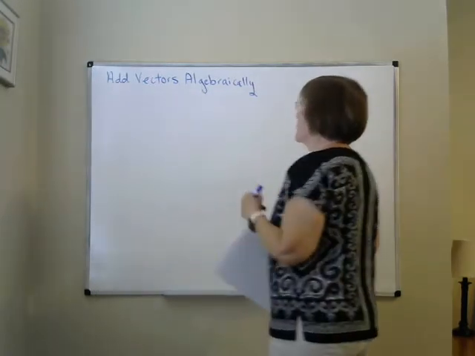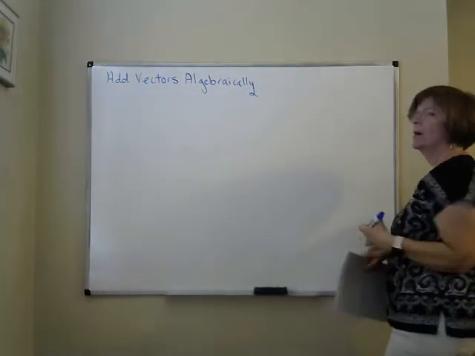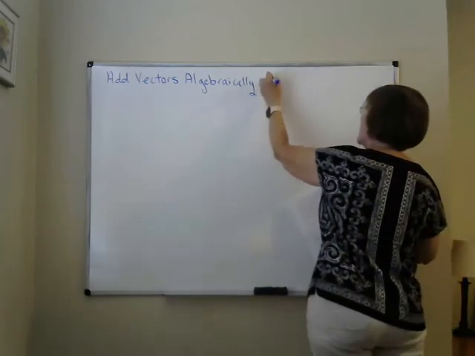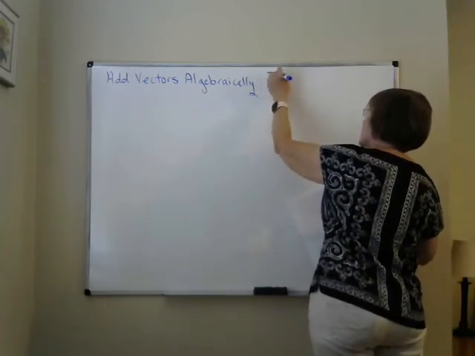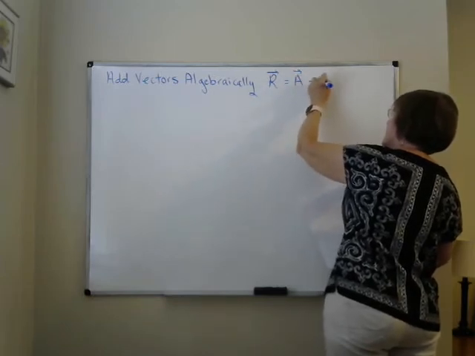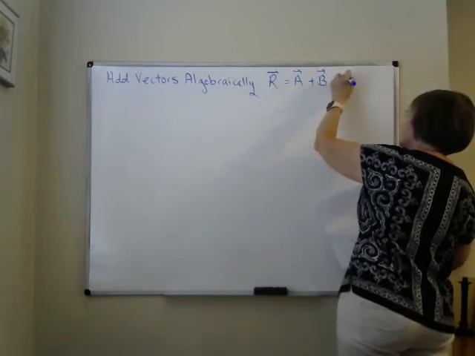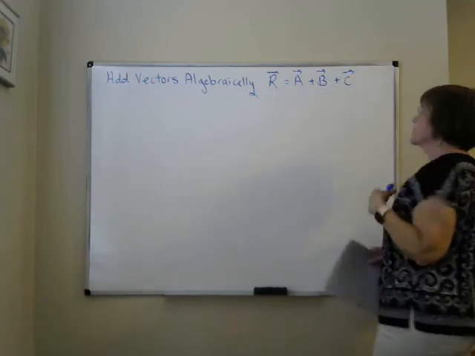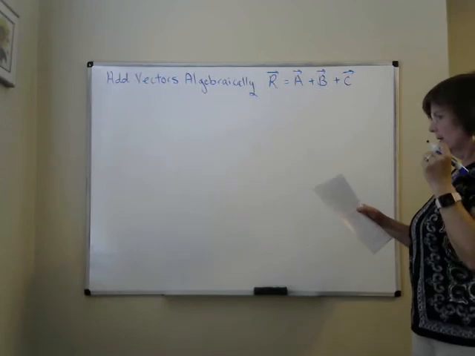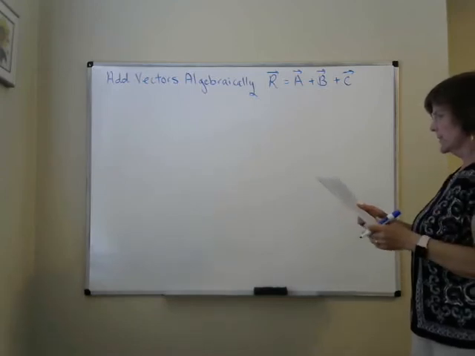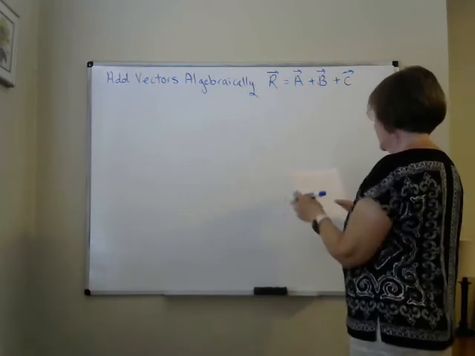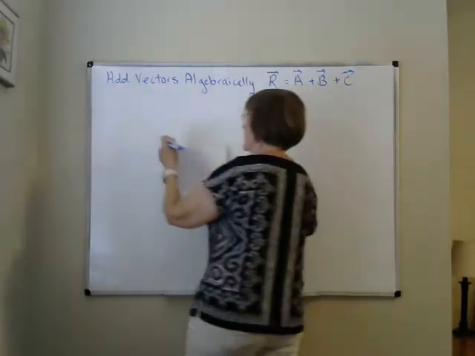Now, you can have as many vectors as you want. I'll write it as if we're adding 3. But we're trying to find some resultant vector that equals vector A plus vector B plus vector C. Notice when we write vectors, we put a little arrow that indicates it's a vector measurement. The first thing we're going to need is to find all of the X and Y components. How are we going to do that?